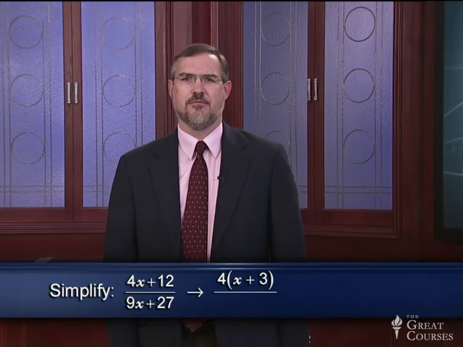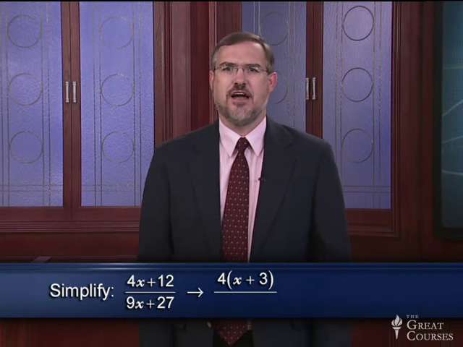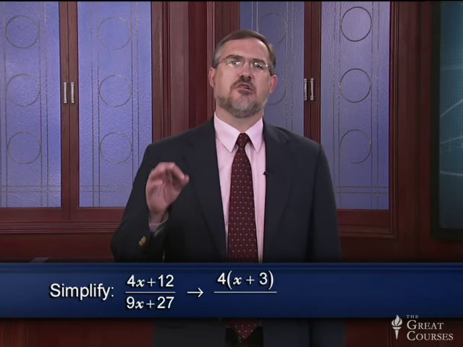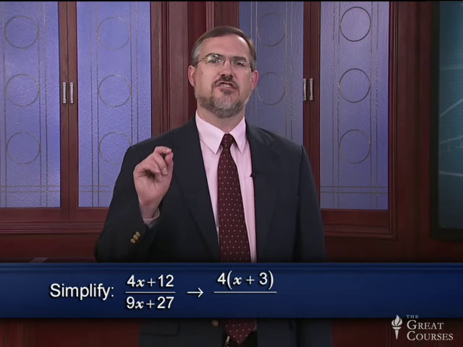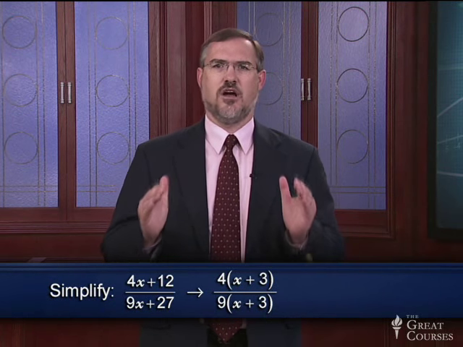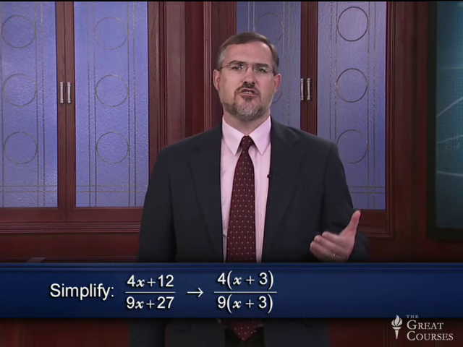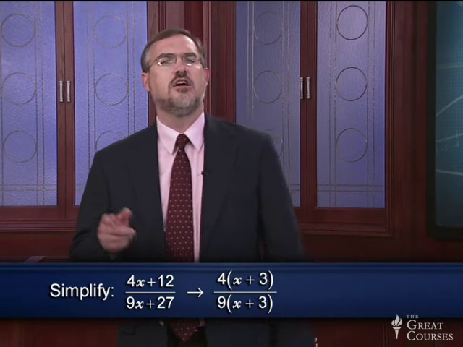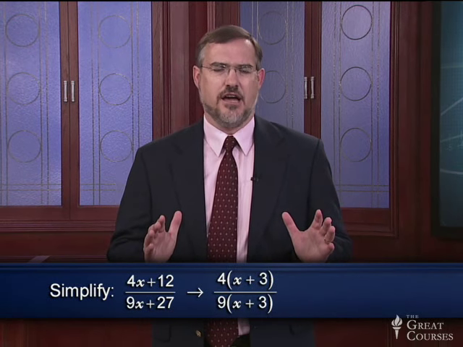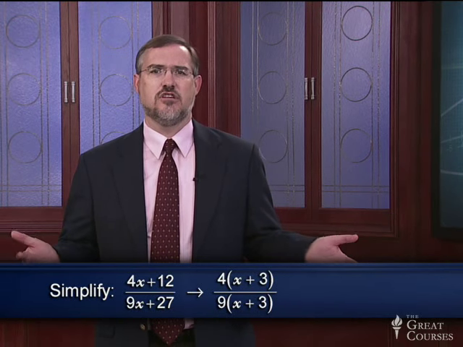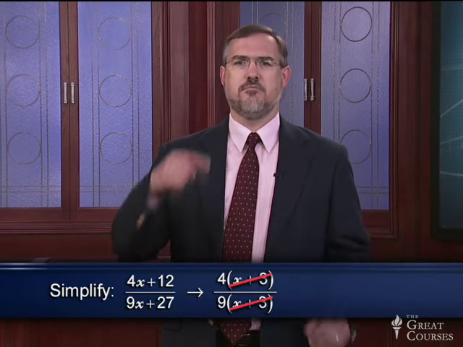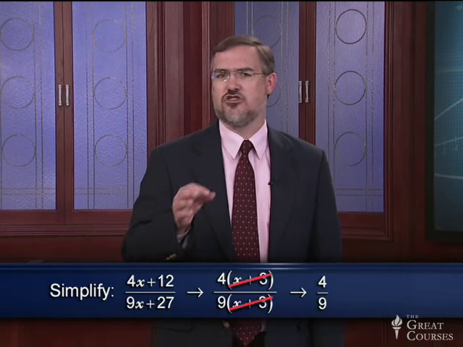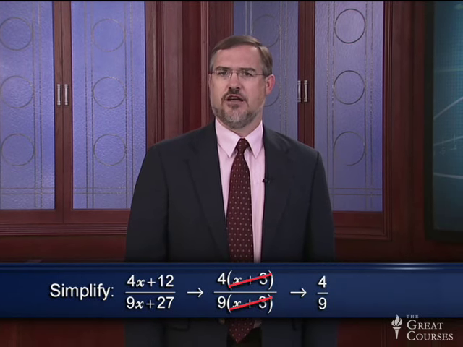Now let's look at the denominator. Notice that 9 is a factor of both terms as well, both the 9x as well as the 27. And so I can factor a 9 out of those terms, and the denominator will become 9 times the quantity x plus 3. So the rational expression we started with is now 4 times the quantity x plus 3 divided by 9 times the quantity x plus 3. And now it's obvious that you can cancel that x plus 3 from both the numerator and the denominator. And once you do that, your original expression is simplified to just 4/9.